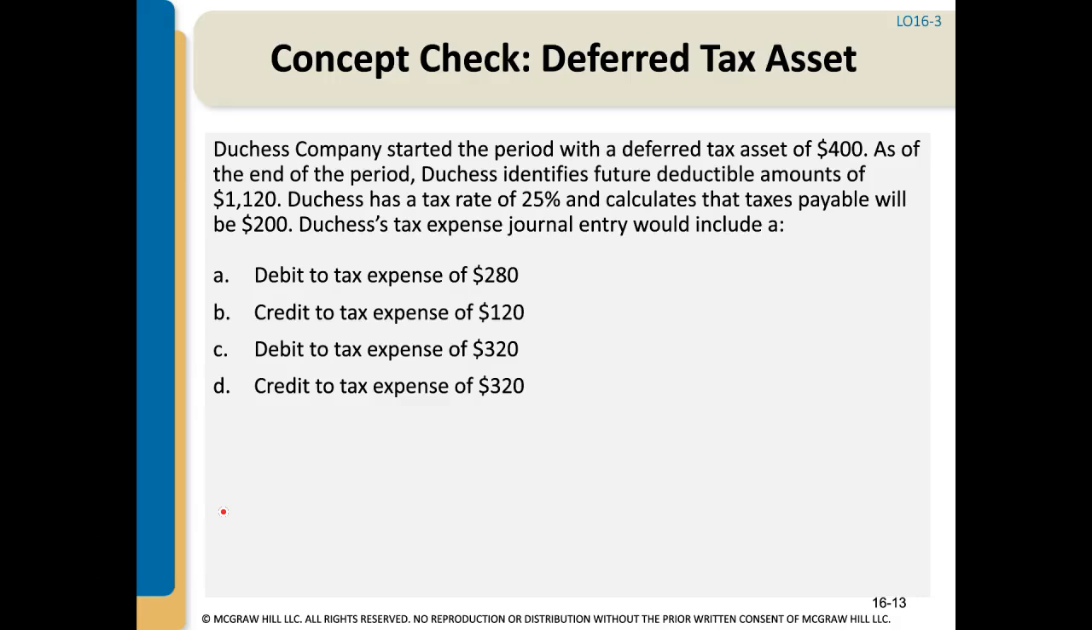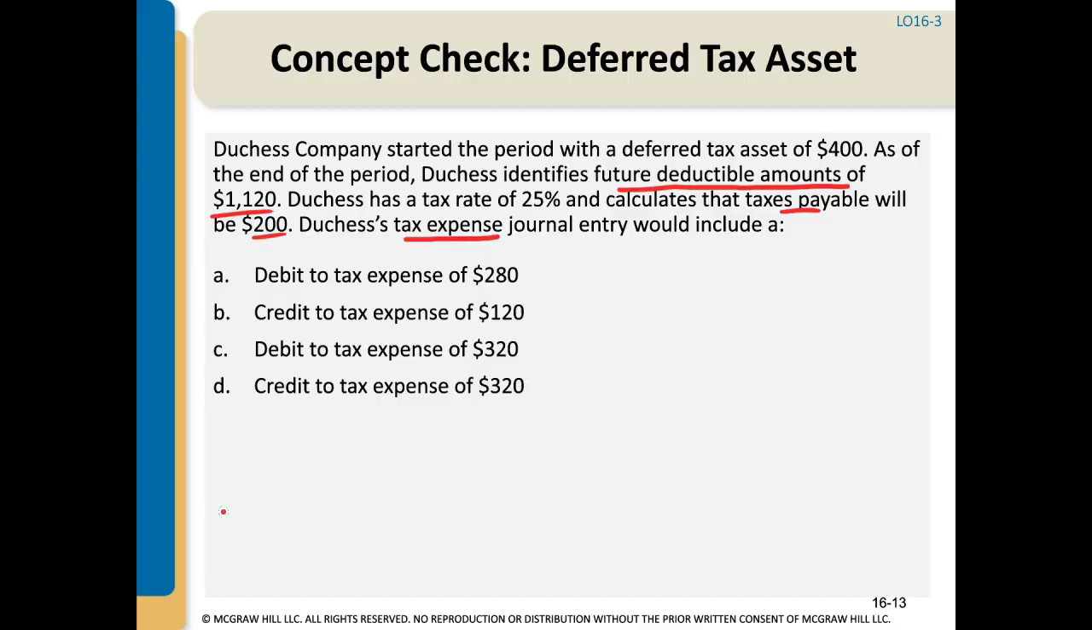Let's do a concept check. Dutchess Company started the period with a deferred tax asset of $400. As of the end of the period, Dutchess identifies future deductible amounts, so that means we know it's a deferred tax asset, of $1,120. Dutchess has a tax rate of 25% and calculates that taxes payable will be $200. Dutchess's tax expense journal entry would include a what?